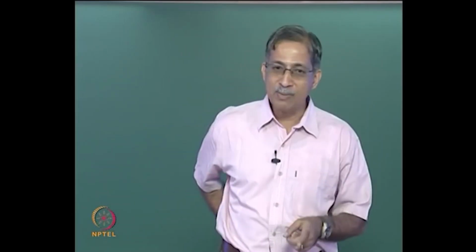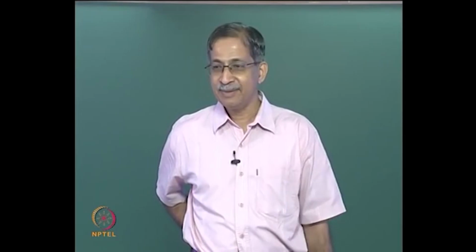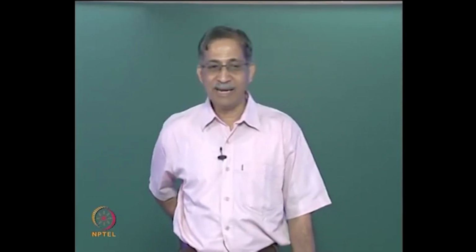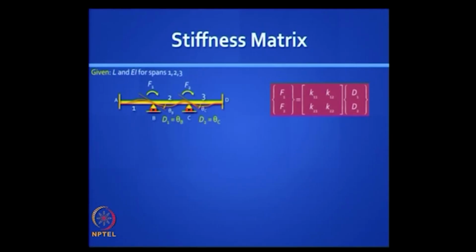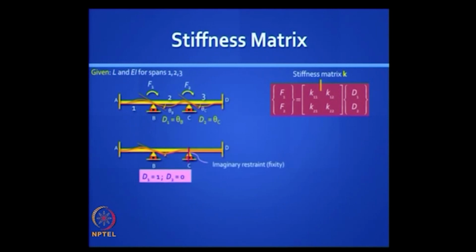So how do you get K11 and K21, the first column in that stiffness matrix? Put D1 equal to 1 and D2 equal to 0, because that is the definition of the stiffness matrix. Will you draw a sketch of the deflected shape where D1 is 1 and D2 is 0? Just draw it. Will it not look like this? D1 is 1 and D2 is 0, right? Can you draw the bending moment diagram for this? Or even if you do not draw it, can you write an expression for K11 straight away?